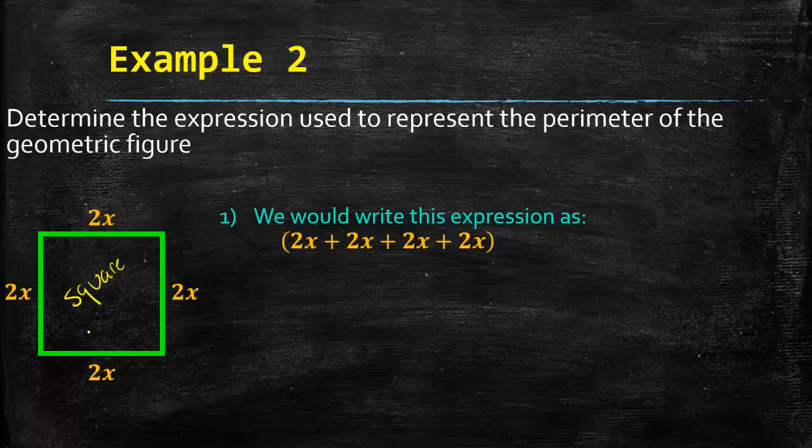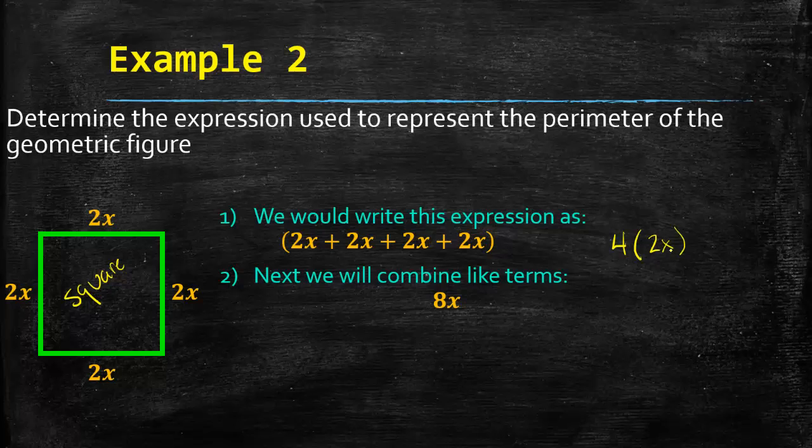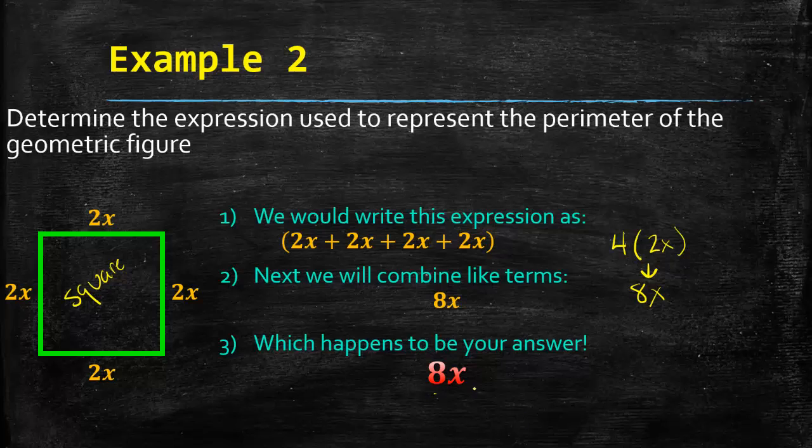Take a minute, pause this, see if you can figure out what the answer is. Your next step would be to combine like terms. So we have 2 plus 2 plus 2 plus 2 equals 8. And then you keep the x the way it is. That gives you 8x. Or, since it's a square and all 4 sides are equal, you could do 4 times one of the sides, which is 4 times 2x, which also gives you 8x. Which happens to be your answer because you can't simplify it anymore. So 8x is the answer here. Again, if you have questions, please ask.